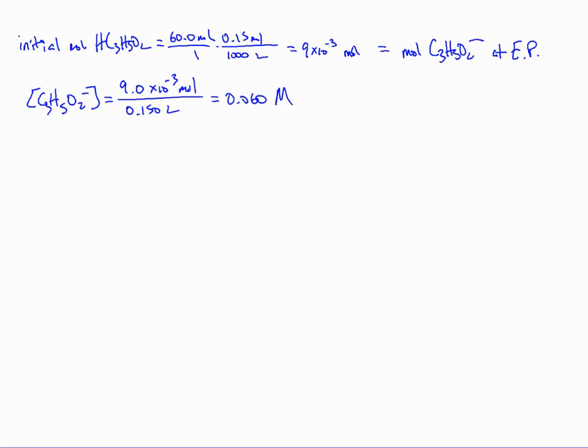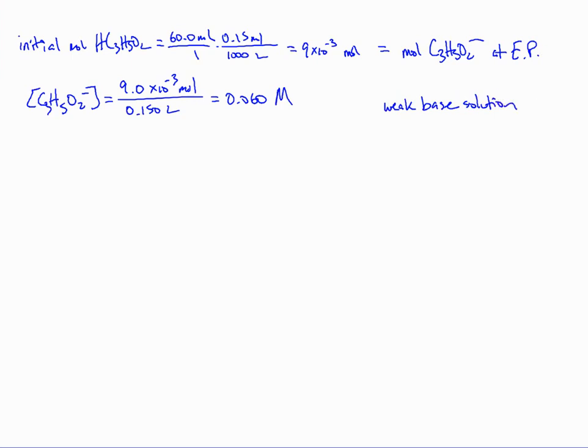So the initial volume, we had moles, and this is the number of moles at the equivalence point because it's the number of moles of this propanoic acid that we started with. If all of the hydrogens reacted out, this is the number of moles at the end. So the concentration of this particular ion we have is 0.060. So the problem we have now is this is a weak base solution.